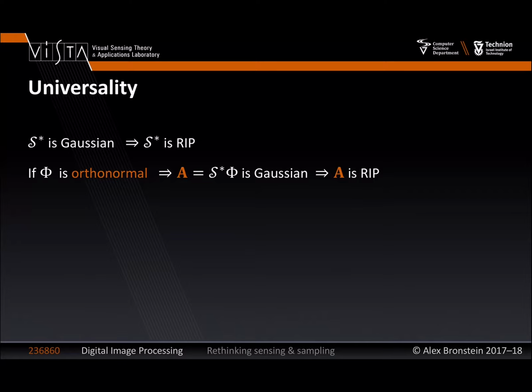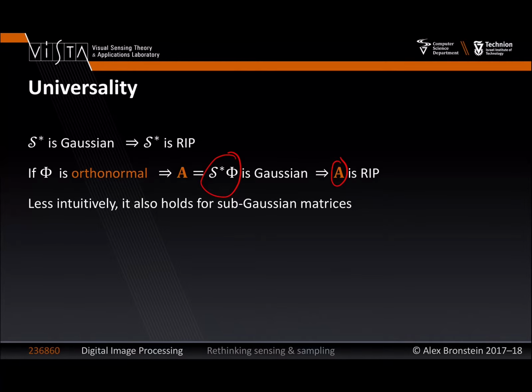It will not color the distribution, so it will stay IID, and hence the matrix A, the product of these two operators, will still satisfy this RIP property that we want in order to construct an efficient sampling scheme. Now, surprisingly, it also holds for more general sub-Gaussian distributions.